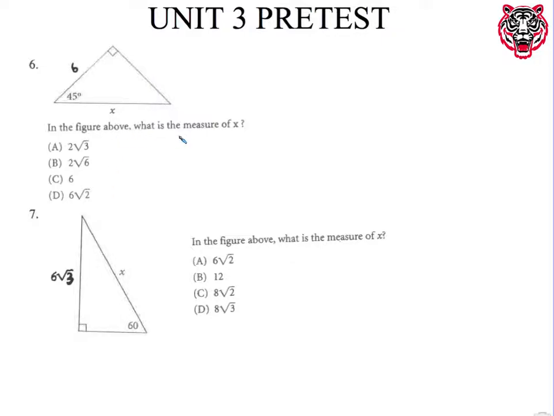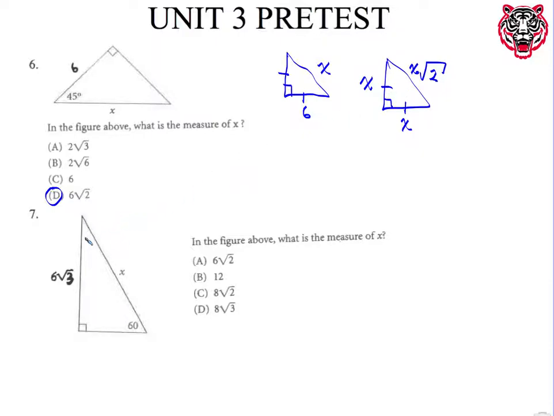So in the figure above, what is the measure of x? So this is a 45, 45, 90 triangle. I can just mark it like that. That's 45, 45, 90. So if this length here is x, this length is 6. In order to get to x, I need to multiply by square root of 2. The correct answer is 6 square root of 2. Remember, the original 45, 45, 90 is x, x, and x square root of 2.